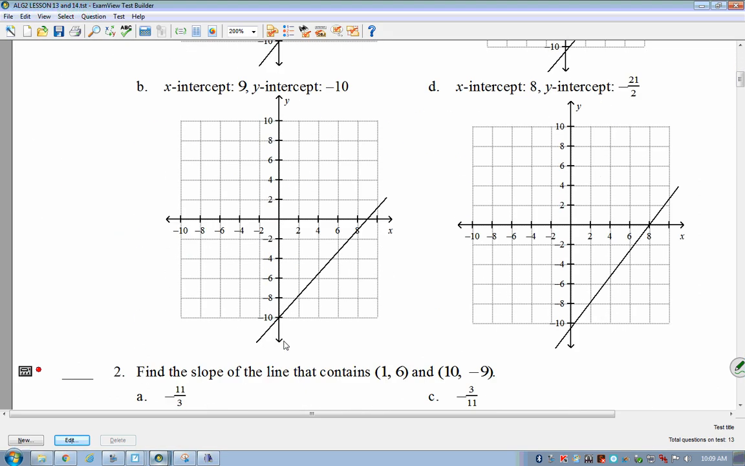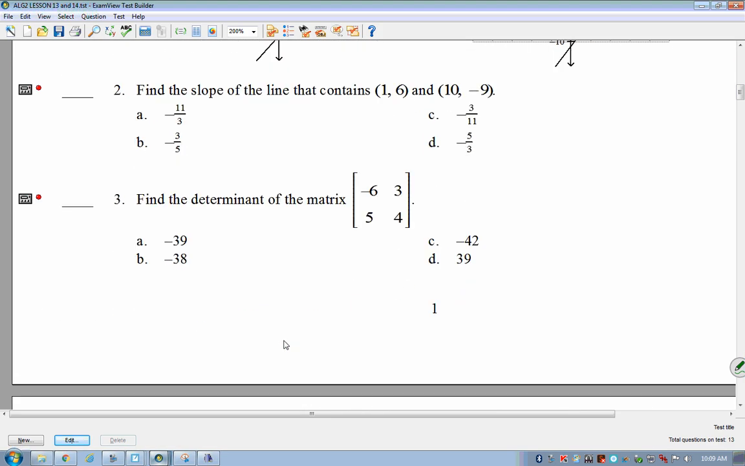Let's see if there's any questions we need to answer here. We don't need to do that question. This is all stuff from yesterday. All right, find the determinant of this matrix. Okay, we're going to do some of these. All right, we're on number 3 here. What's my first step? Allison, number 3. If I want to find the determinant of negative 6354, what's the first thing that you're going to do?